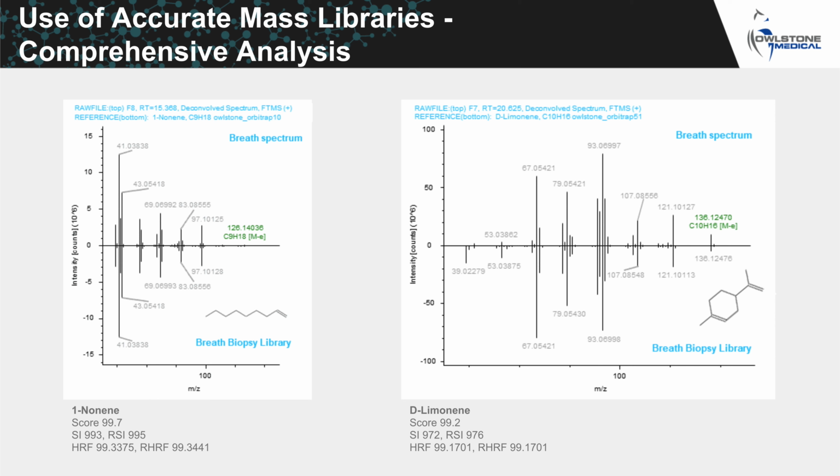And here is an example of this working in breath. On the left, we have 1-nonene. Now, alkenes can be very hard to ID because they are very similar in fragmentation patterns, so it's often the ion ratio that becomes important in identifying them. And on the right is limonene. I'll come back to the clinical importance of limonene and why it's important to us in a little more detail later on. But it suffices to say that being able to identify this to a very confident level is very valuable to us.